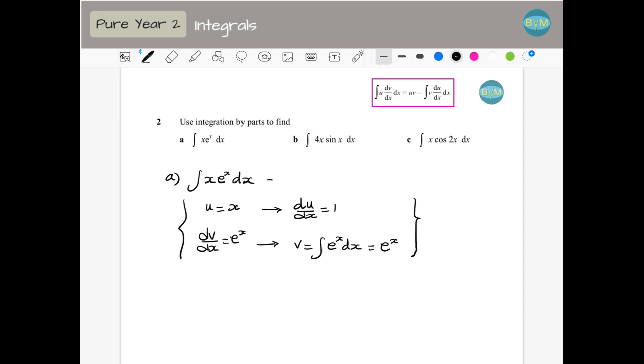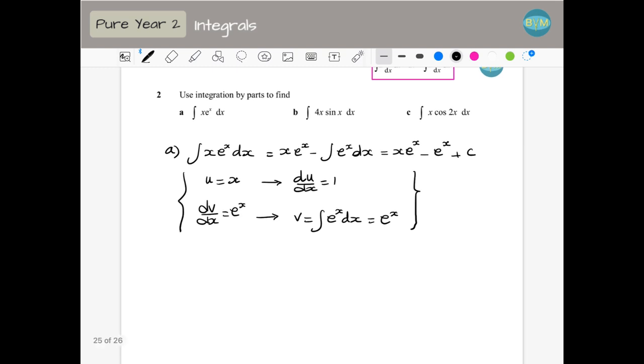Now we substitute in the formula. This one is uv, so u is x, v is e to the power of x, minus integral of v, which is e to the power of x, du dx, which is 1, and then dx. And this is simple to integrate. So xe^x minus e to the power of x plus c. You can leave it like this, or if you prefer, you can factorize. It looks a bit nicer, but it doesn't matter. It's just being picky.